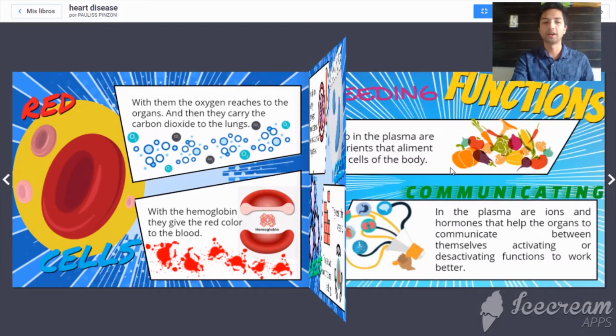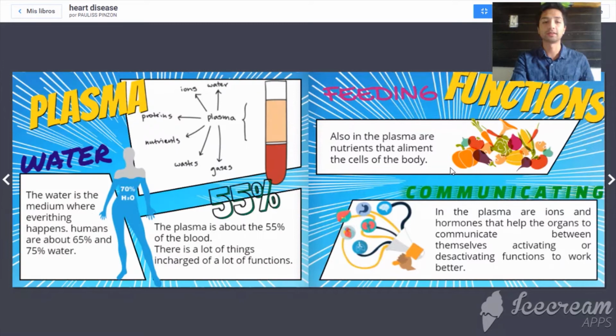The plasma. The plasma is like the water for us. Remember that most humans are 70% water, and the plasma is 55% of the blood. So what is in the plasma? In this sea of plasma, we have nutrients that feed the cells of the body, and we have hormones and ions and also gases that help to communicate the organs between themselves.